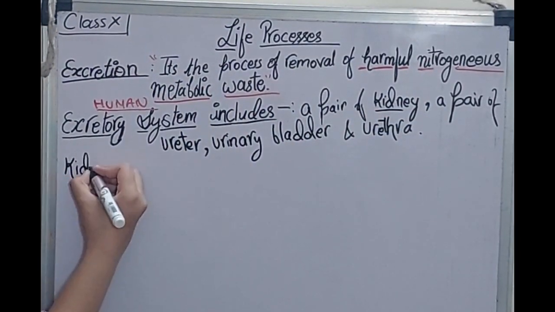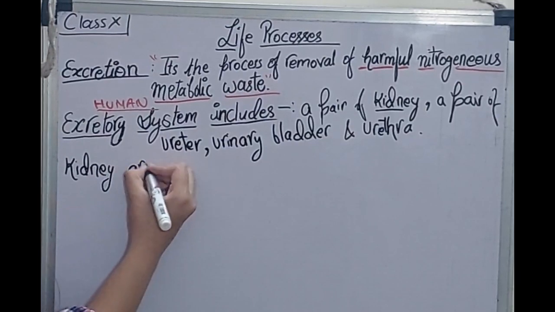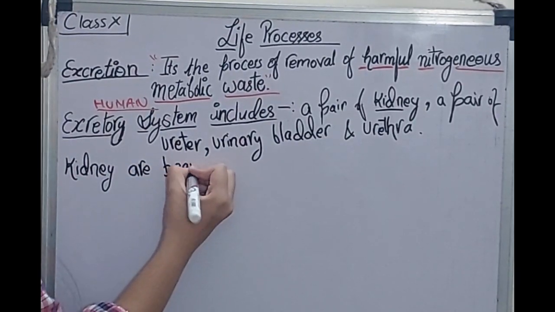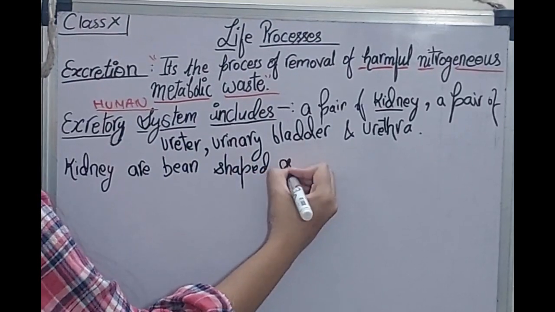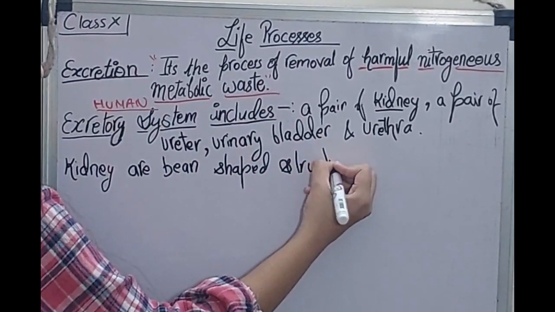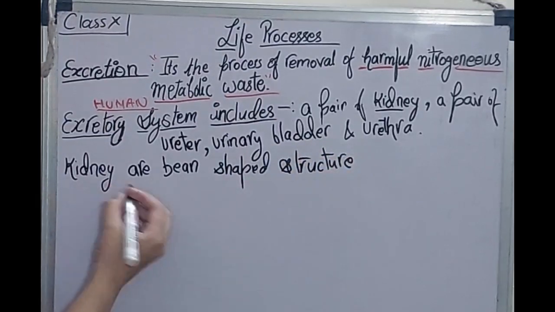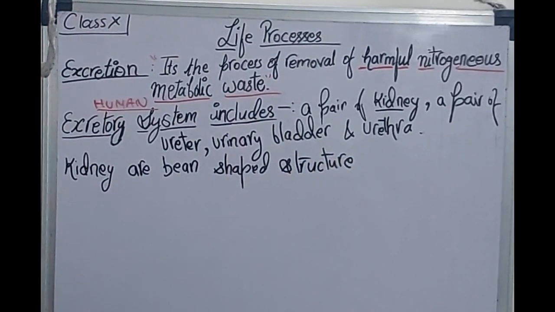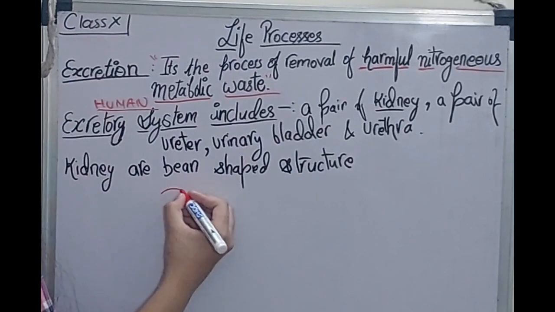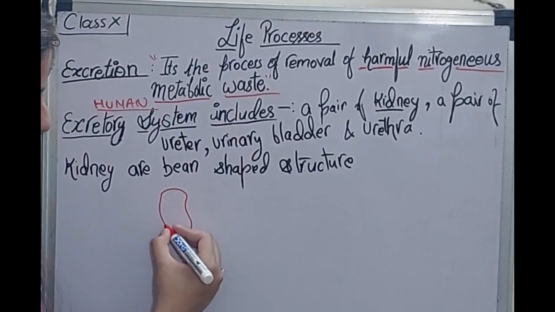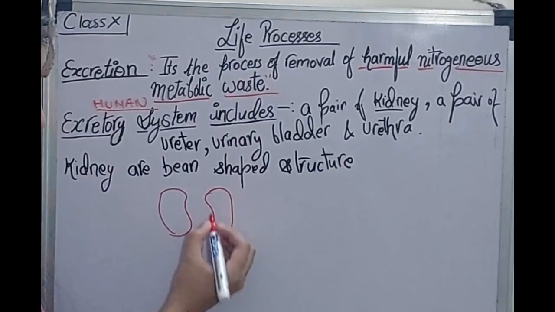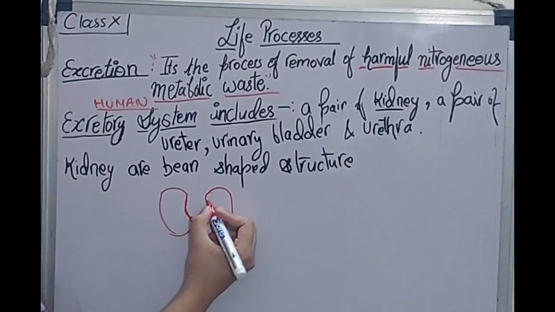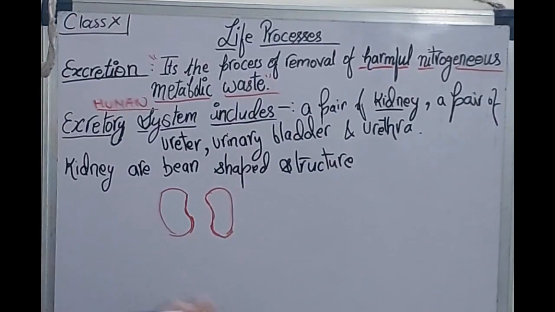So kidneys are bean-shaped structures. It's actually not very big, relatively small you can say. And when I say bean-shaped structure, I mean the structure is something like this. Something like a bean, slightly curved from here. That's what I mean by bean-shaped structure.